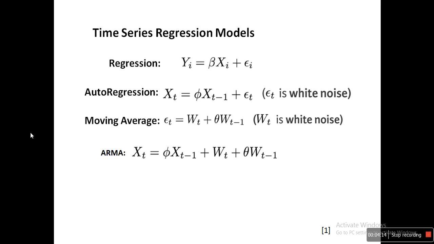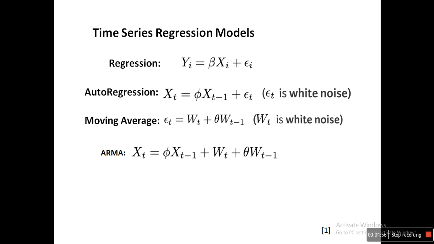Usually the regression fit is modeled as yi equals beta times xi plus epsilon. Here xi is our input data, beta is the parameter to be learned or estimated, and epsilon is nothing but the error or noise. So this is the fit model for an ordinary regression. But in time series, as we discussed earlier, a time series is nothing but a sequence of data with respect to time.